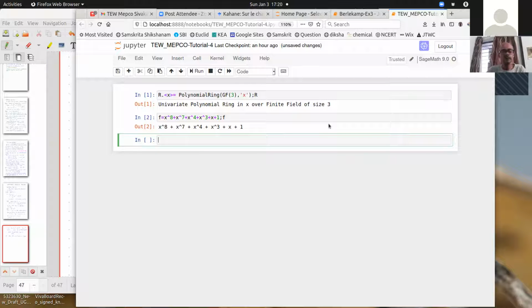So the first step is to find the congruences. Now the degree of the polynomial is 8, and p is 3. So we have to look at x power 3, 6, 9, all these multiples of 3 till 24.